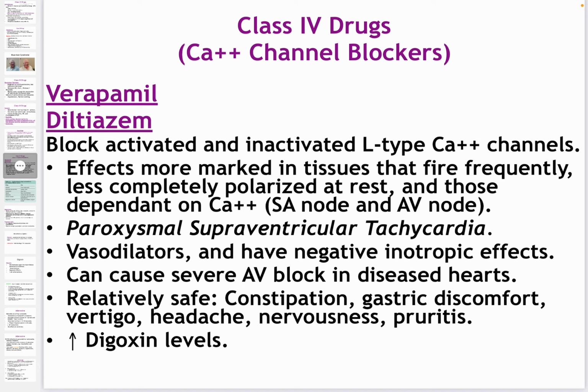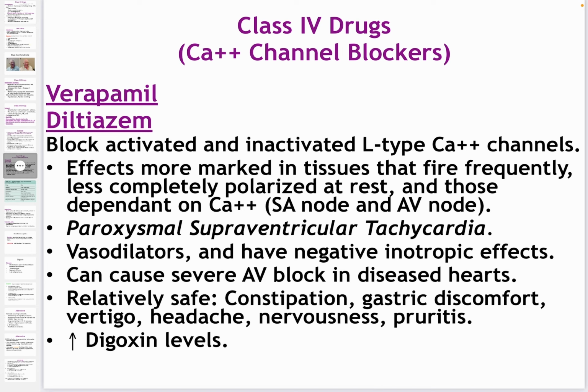We're going to talk about later on, for example, nifedipine and amlodipine. So they are relatively safe. They can cause constipation. Notice that all calcium channel blockers, or any drug that affects calcium channels, cause constipation, because it's going to affect the contraction of the GI smooth muscles as well.